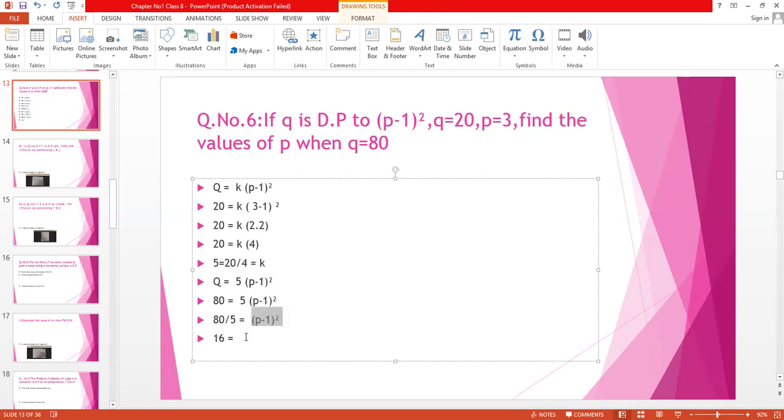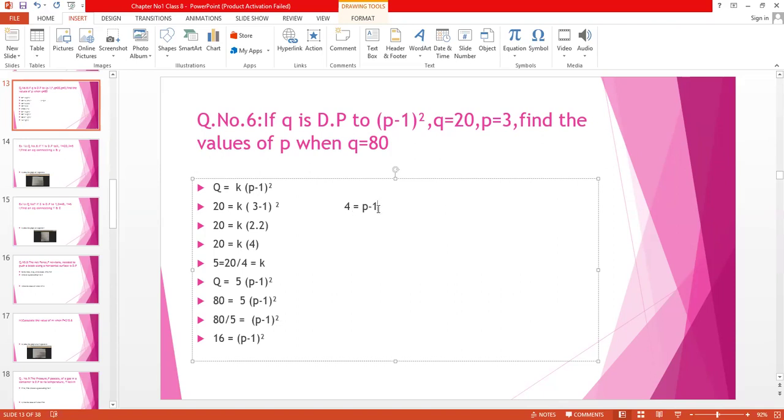Actually, we want the value of P only. So what shall we do? We have to take the square root on both sides, because I want to remove this square. What is the square root of 16? In the table, when we multiply 2 times, we get 16: it is 4. So 4 is equal to P minus 1.